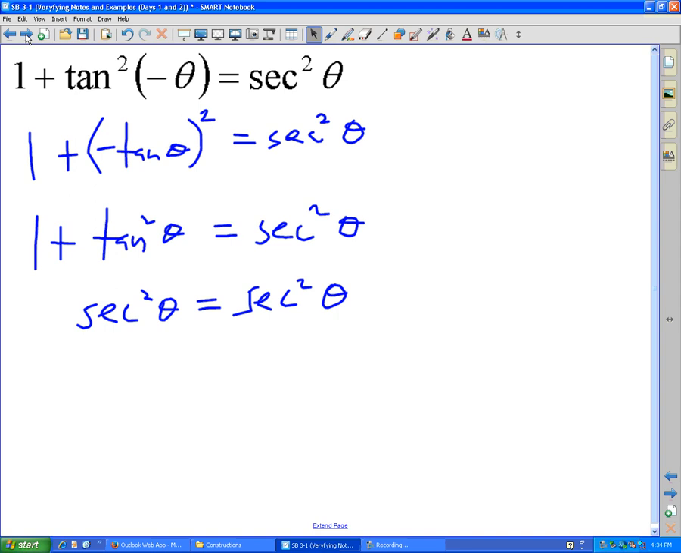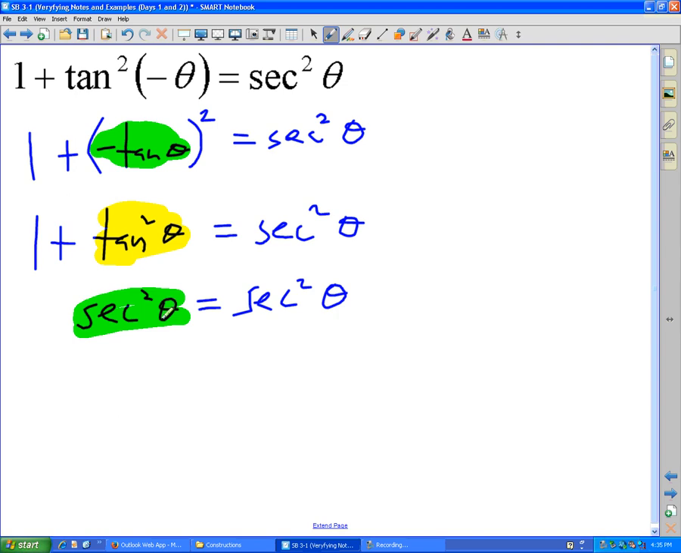Here's one thing to keep in mind. Every step is either going to be trigonometric or algebraic. Here is a trigonometric substitution right here. This was an even-odd substitution up from the very first line. But then the very next step is algebraic. When you square a negative, you get a positive. That was algebraic. And then our last step is, once again, trigonometric. 1 plus tangent squared is secant squared. Every move you make with a verification is either going to be algebraic or trigonometric substitution from your identities.